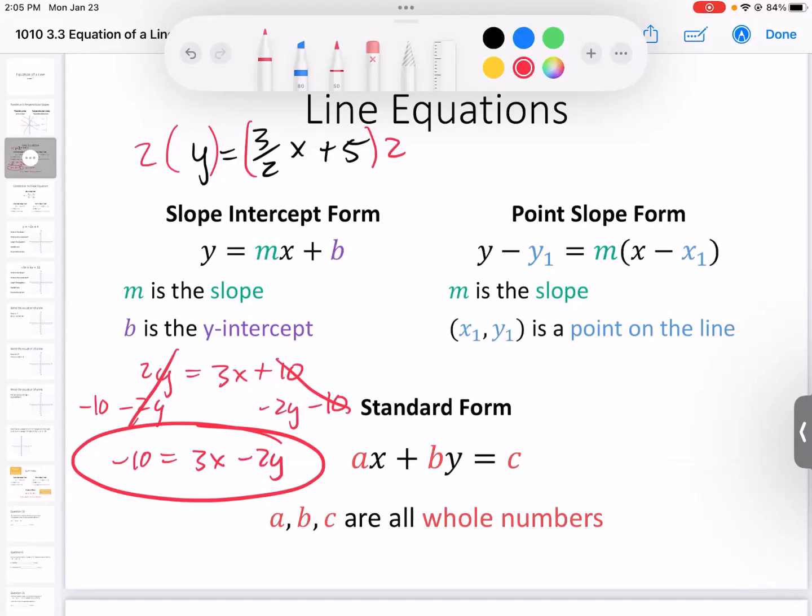If you were to graph these in a graphing calculator, they would both be the exact same line. It's just different forms of expressing it. Do you guys have any questions on that?